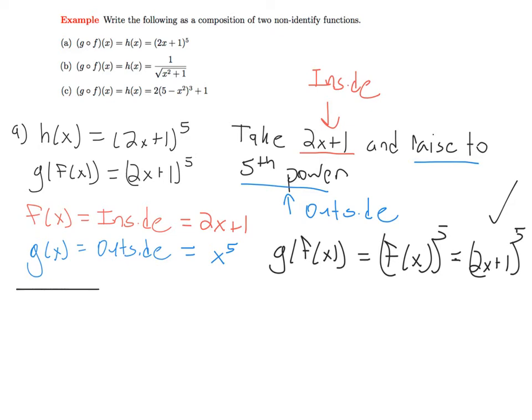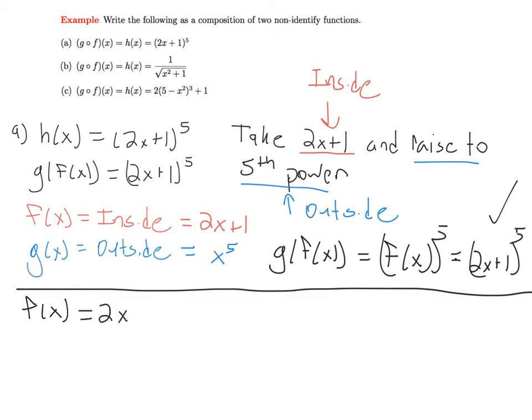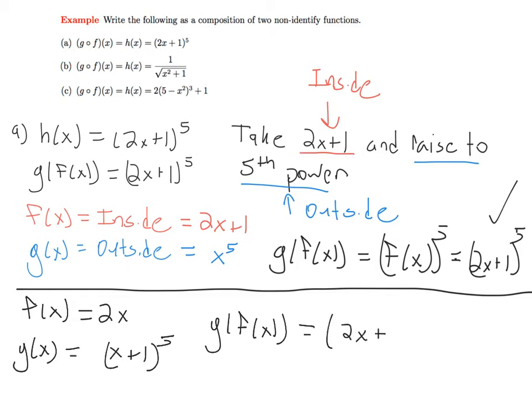But notice there's not a unique way to do this. There are other options. I don't want to list them all, but just to see another example of how you could do this, we could have said what this function says to do is first take a number x and multiply it by 2. And I could set that as my inside function. And then it says we'll take 2x, add 1 to it, and then raise to the fifth power. And you could check that composing functions in this way would say take 2x, add 1 to it, and then raise that to the fifth power. And that also checks out.